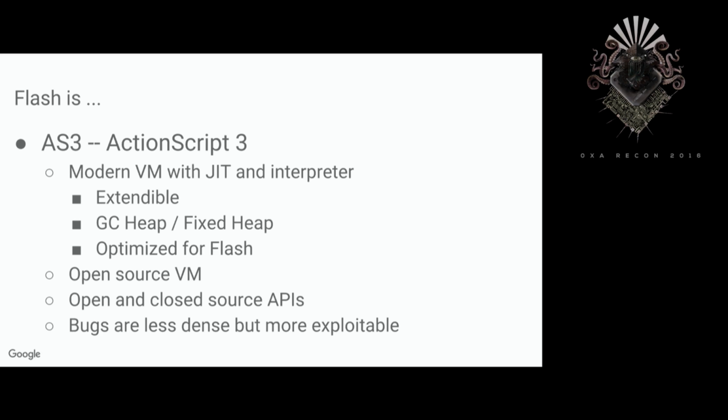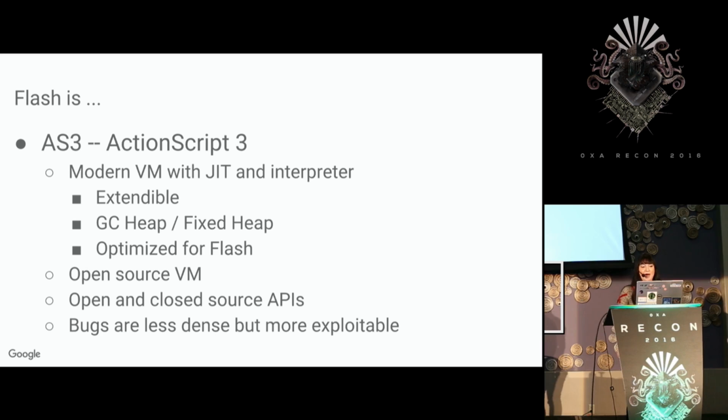It's a modern VM with a just-in-time compilation and a fallback interpreter. It's extendable. If you really want to write your own Flash APIs and compile them into AVM3, you absolutely can. It has two heaps, a garbage collected heap, which I would describe as non-strict, non-exact. It's not very aggressive, but it does eventually free everything.